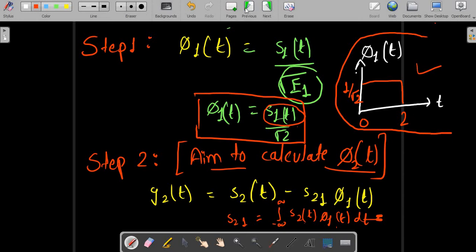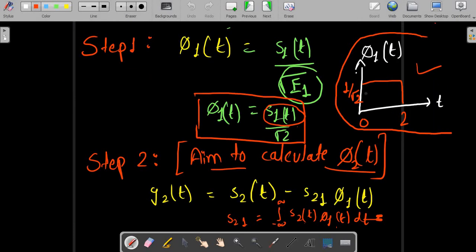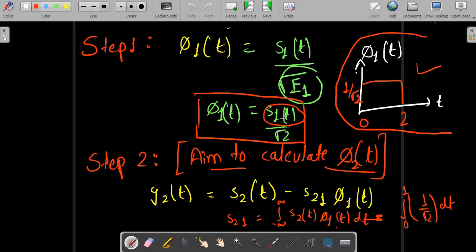You can see that we have to break the limit at 1. I hope you all know this basic thing. From 0 to 1, one has magnitude 1 by root 2 and one has 1, so the multiplication will be 1 by root 2. So from 0 to 1, I have a magnitude of 1 by root 2, dt. And from 1 to 2, phi 1(t) is again 1 by root 2, but S2(t) here is minus 1. I forgot to mention. If we multiply, we get minus 1 by root 2. So from 1 to 2, we have minus 1 by root 2, dt. If we calculate this, then obviously we will get 0. It means that our s21 is 0, so this entire term is 0.